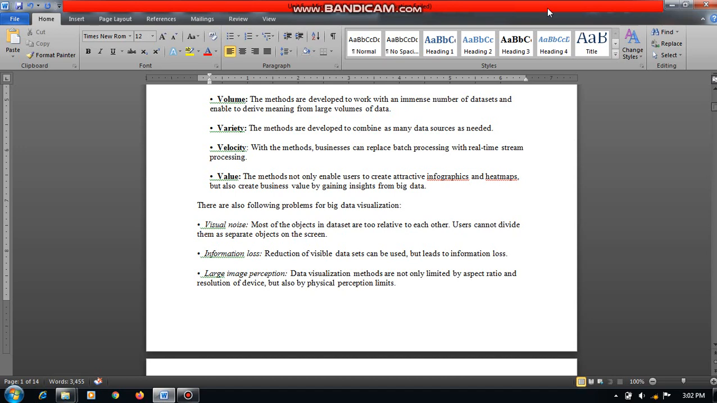Next one is the velocity. There are some methods which are developed to replace batch processing with real-time stream processing. Velocity means the speed, and it depends on real-time applications. And next one is the value. There are some methods which are developed not only to enable the user to produce attractive infographics and heat maps, but also to produce business value by analyzing big data. Value depends on the different types of organizations and what type of data they have.